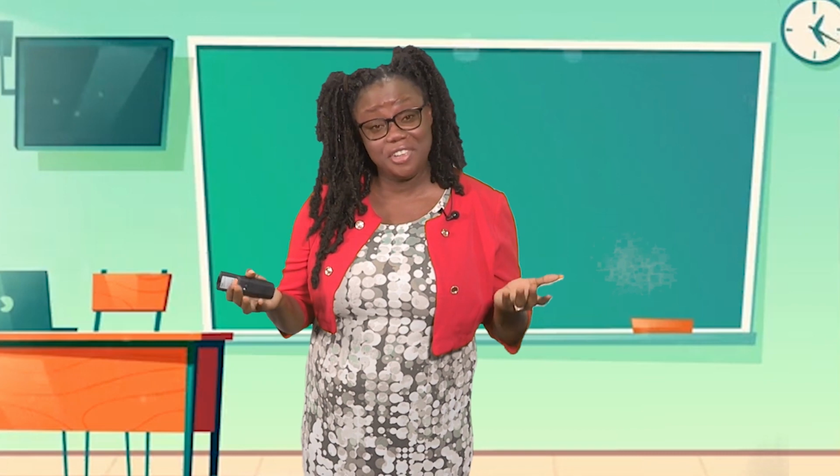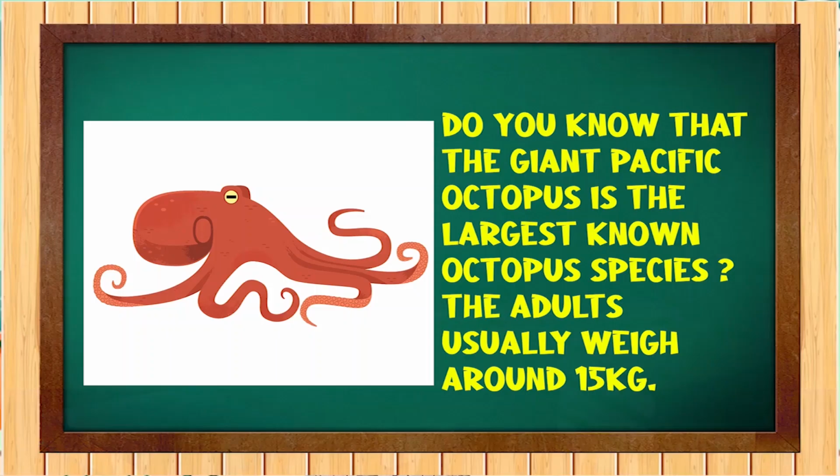It's now trivia time. Do you know that the giant Pacific octopus is the largest known octopus species? The adults usually weigh around 15 kg.